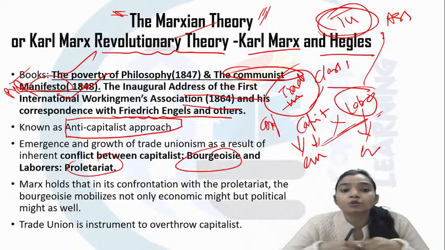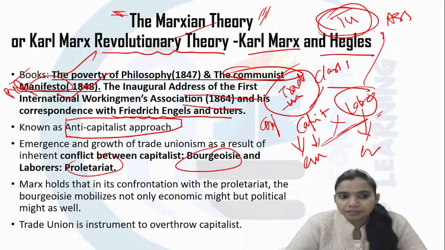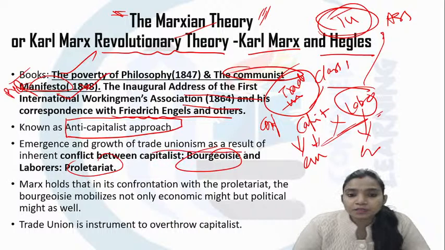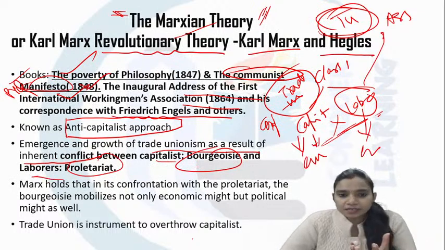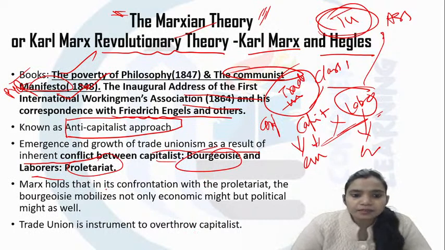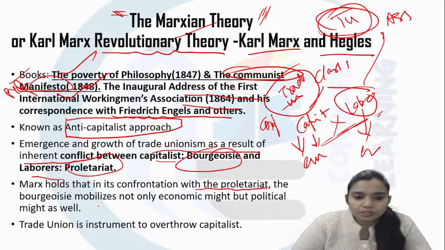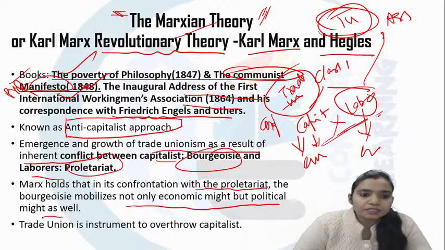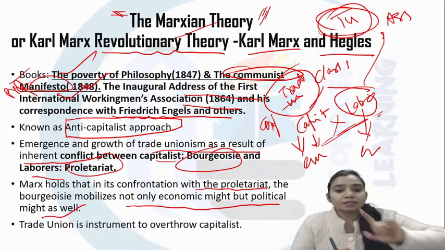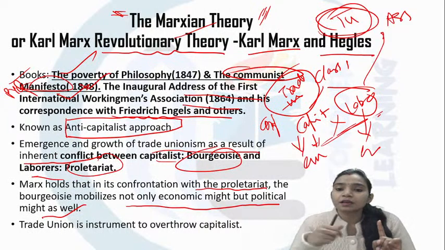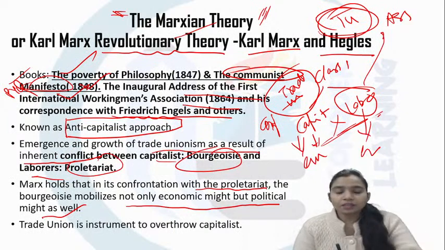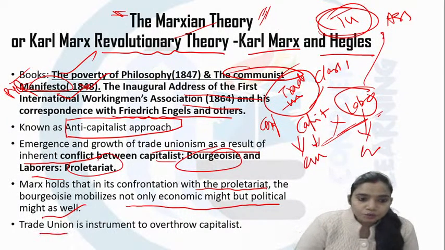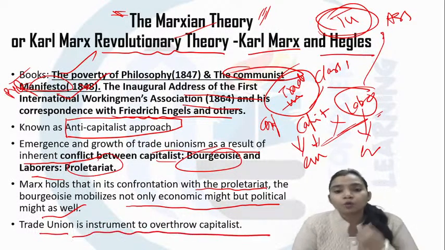Now, why is this called anti-capitalist? Because Marx has talked about going against the capitalist, and hence it is anti-capitalist. According to him, the emergence and the growth of trade unionism is a result of inherent conflict between the capitalist and the laborers. The conflict is inherent. You cannot avoid it. Marx holds that in its confrontation with the proletariat, the bourgeoisie mobilizes not only economic might but political might as well. So here, according to Karl Marx, it's not only the monetary or economic reason because of which the trade unions are formed. It is also the political reason. It is also the division of political power. So he has defined the trade union formation on the economic as well as the political might.